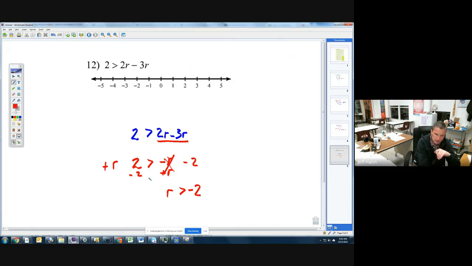Okay, you don't change the sign unless you multiply or divide by a negative. I can add and subtract things from one side or the other side. It's not going to change that sign. And then if I'm graphing this at negative 2, it's a big fat open circle, and it's all the numbers that are greater than negative 2. So it ends up being such as this. And I will let you go with that.